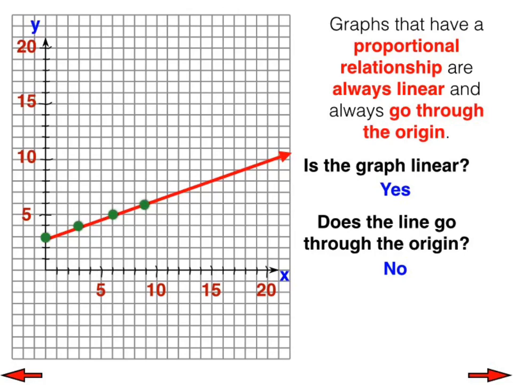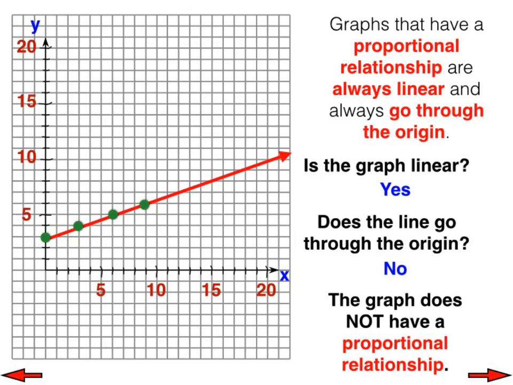Is this a proportional relationship, yes or no? No. It has to be yes for both of those questions: linear and going through the origin. All right, are we clear on how to determine from a graph? Yeah. That's what I'm saying, it should seem easier to you.